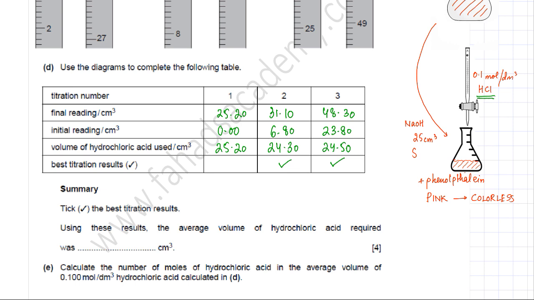In the next part, using these results, the average volume of hydrochloric acid required was, so we need to find the average volume. The average volume is going to be the average of the two values. So you have 24.30 plus 24.50, and I'm going to divide that by 2 to get the average, which is 24.40 cm³. So that's the average volume of HCl that's being used.